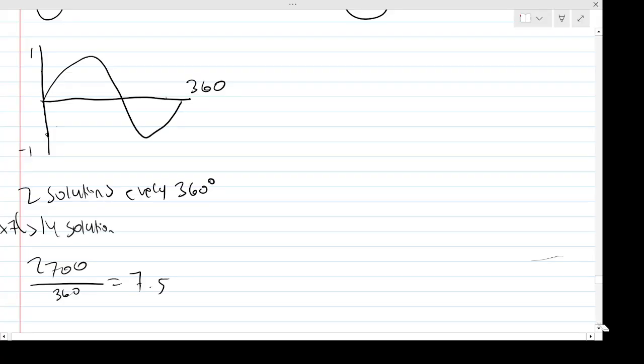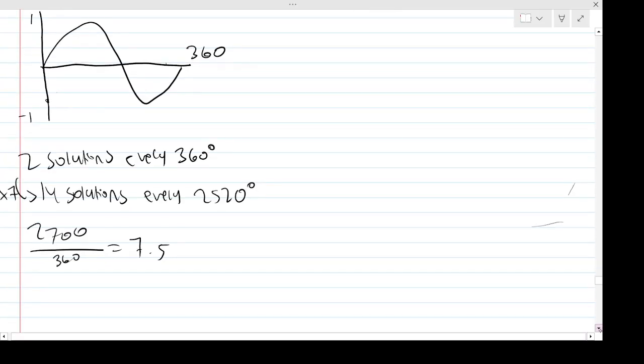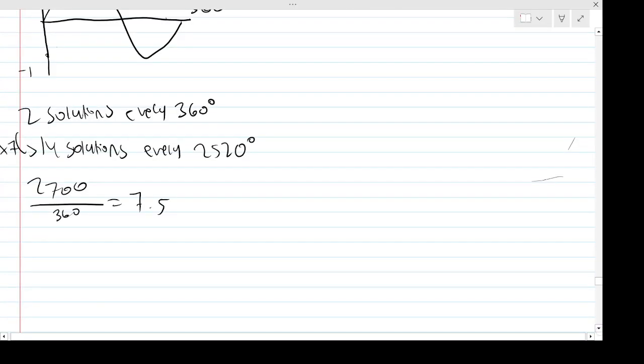So we're going to get 14 solutions every 360 times 7, which is 2,520 degrees. Okay, so that means then we go back to where we started. So if you imagine then, we're basically repeating every 360 degrees. After the 7th repeat, we get to 2,520, right?